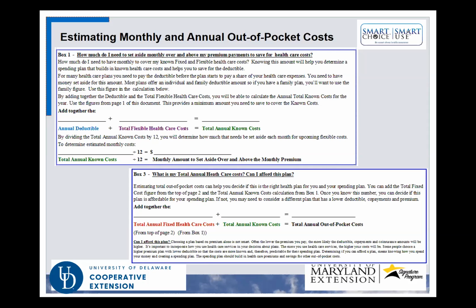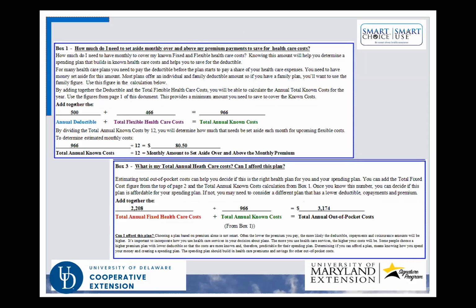Box 3 is, what is the total annual healthcare costs and can I afford this plan? So this is a place where we're starting to take the total annual fixed healthcare costs, so that's all our premiums, and our total annual known costs, and we add them together and you begin to get that total out-of-pocket costs. So, next slide.